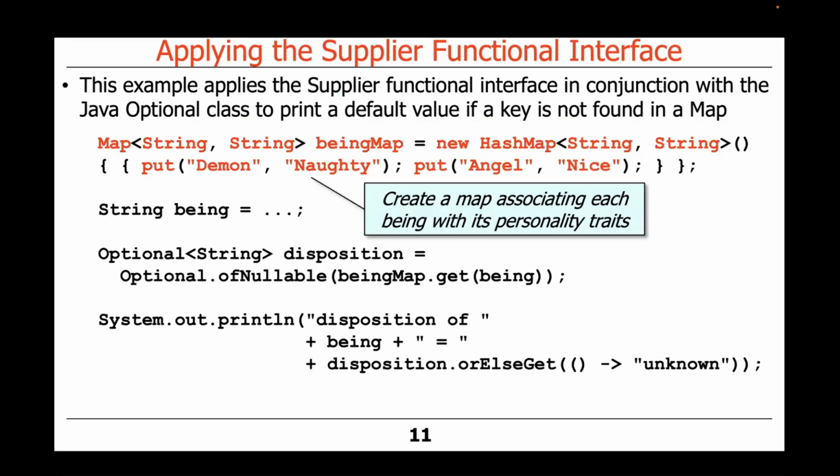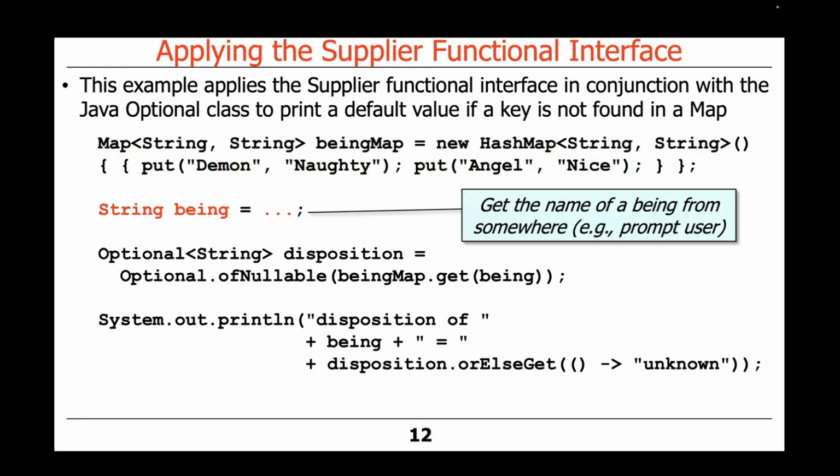So the first thing we do is we're going to make ourselves a map, which I call beingMap, because I'm going to have the disposition of different beings. So a demon might be naughty, an angel might be nice, a wizard might be wise, et cetera, et cetera, et cetera. So that's going to be the map we're going to make.